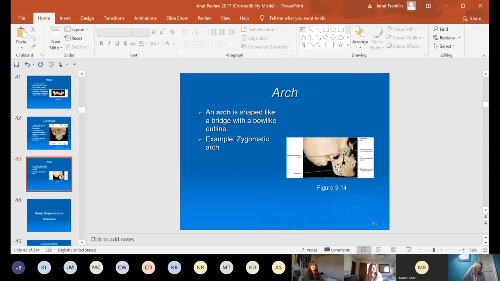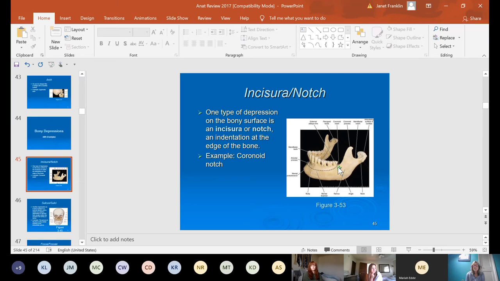Then you have your depressions. So all of those are areas that stick out. Now we have depressions. One type of depression on a bony surface is a notch. We're going to do notches. Those other words you're not going to see very often. So, for example, the coronoid notch, the supraorbital notch. A notch is a little depression on a bony surface. So if you're thinking of a notch, think of the coronoid notch. You're going along the smooth bone and there's a little indentation or depression. Same thing with your supraorbital: you're going along and you can feel a little arched-up notch area.